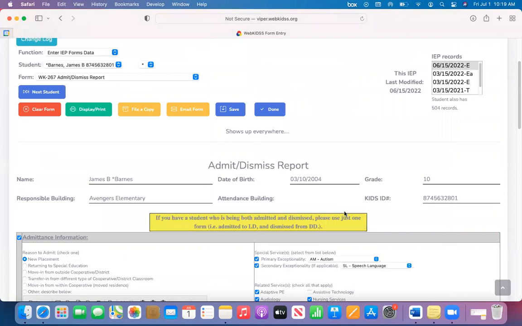That again is called the admit and dismiss report. Can be used internally, and one of the best ways to use it is just to email it straight from here to the MIS person. Some people still print it out and send it on a band, but it's a great way to keep track of that, especially if you're doing electronic files instead of paper files.